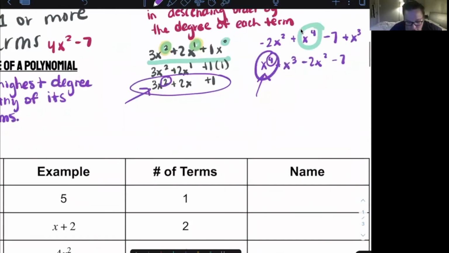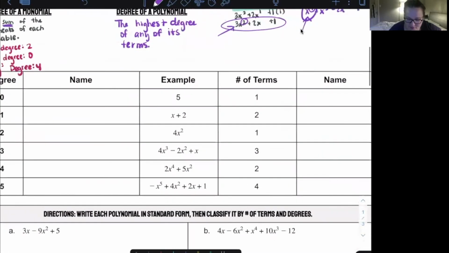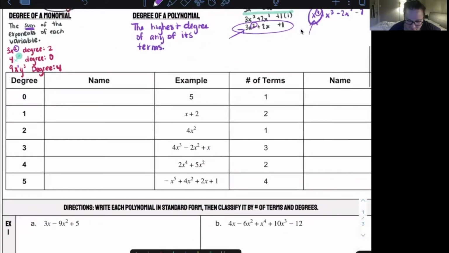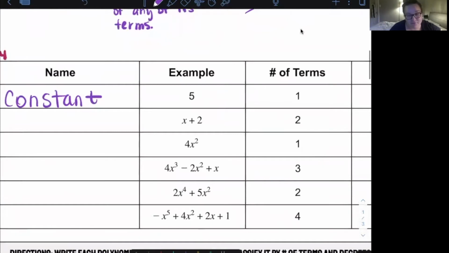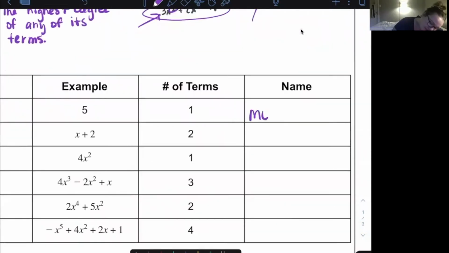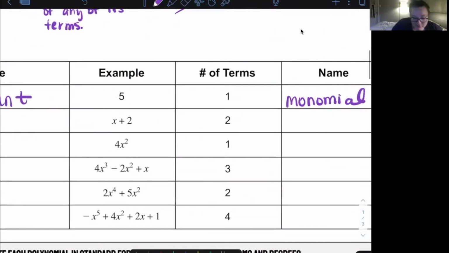So let's talk about a whole bunch of different examples and how we would name them. So for example, if a polynomial has degree 0, we call that a constant. So for example, our constant would be like the number 5. Well, this expression also only has 1 term, so I call that a monomial. This is a constant monomial. The number 5 as an expression is a constant monomial.